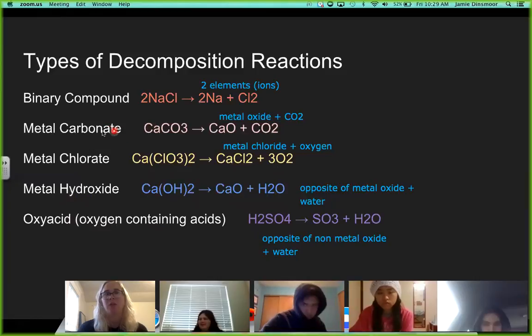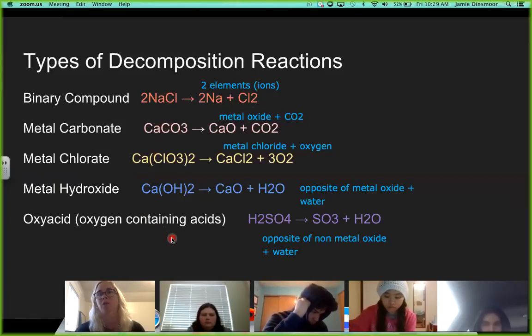And I don't think this carbonate one is. I don't want to go to the previous slide, but I don't remember seeing CO2 anywhere. So yeah, that one's new. So metal carbonate and metal chlorate are newer ones, right? And the binary one is the simplest. So what we're going to do is we're actually going to try to predict reactions from this. And that's where this is going to come into play. These are our examples, our models.